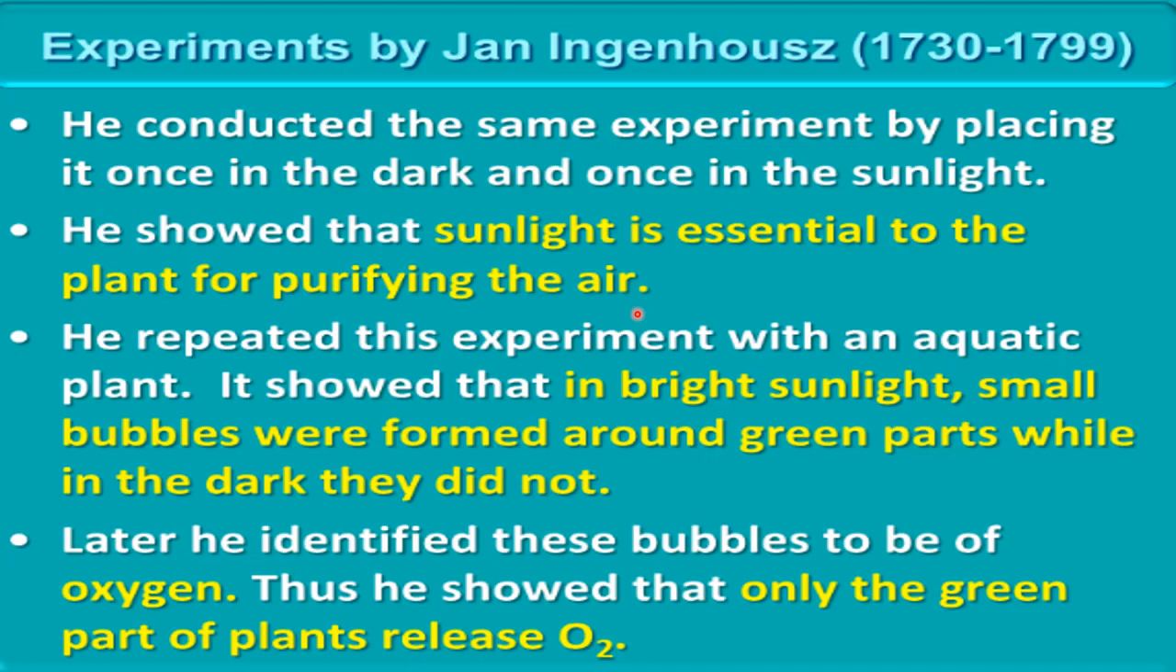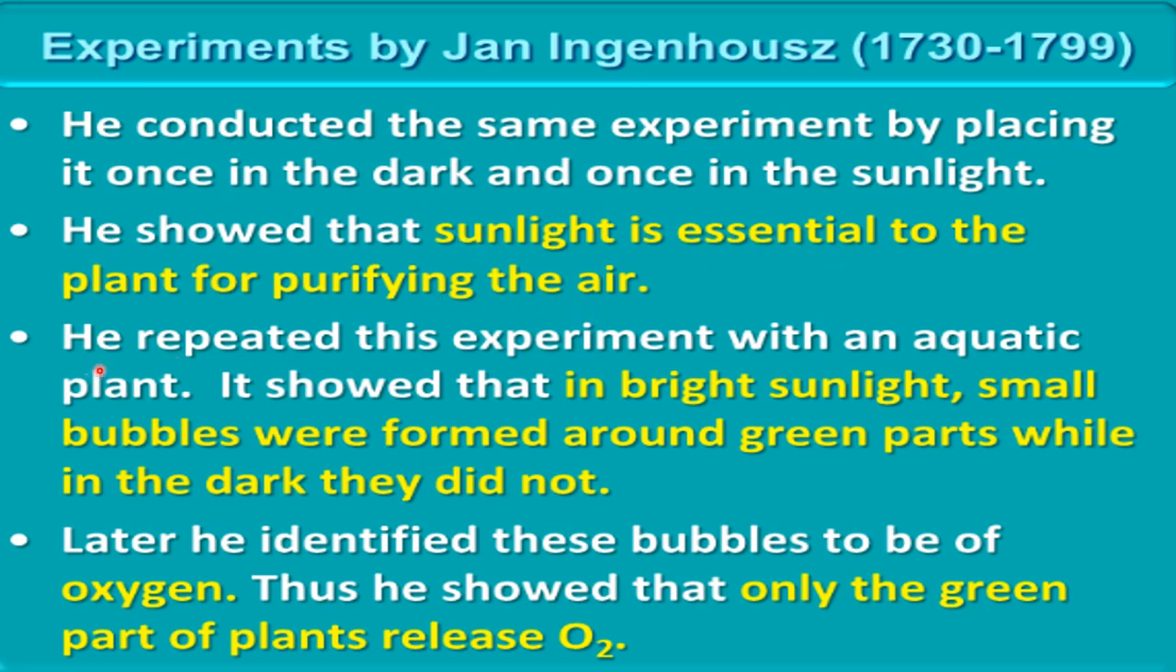Then he showed that sunlight is essential to the plant for purifying the air, like we discussed in Joseph Priestley's experiment, that plants are essential for purifying the air. Plants are responsible for purifying the air inside the bell jar, but these plants can purify the air inside the bell jar only in presence of sunlight. It means sunlight is essential for the purification of air by plants.